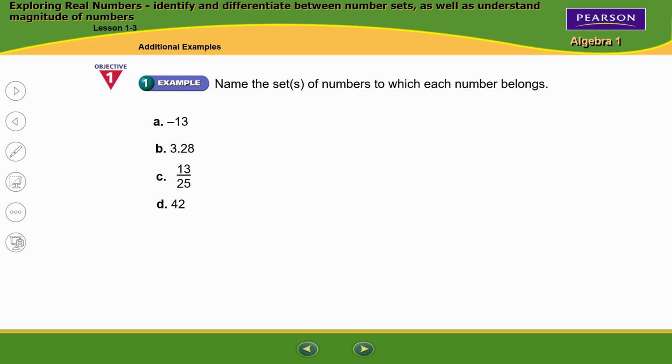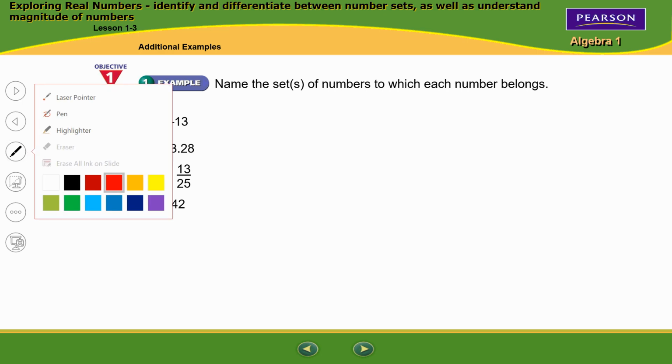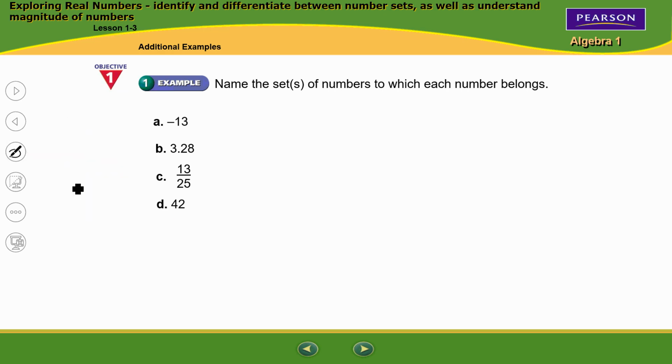Example number one says name the sets of numbers to which each number belongs. In order to do that, you're going to have to know the different types of number sets. So I'm going to write them over here. We've got real numbers. It's basically any number. Real numbers are literally any number you could possibly think of, unless you know about i, which is the imaginary number, and therefore not real.